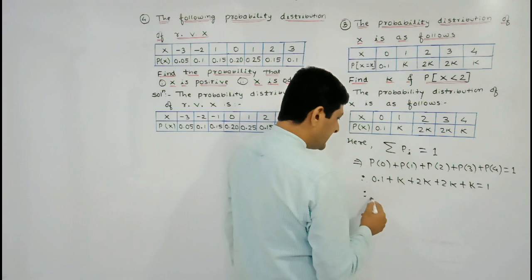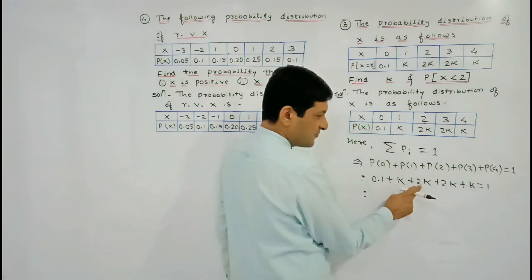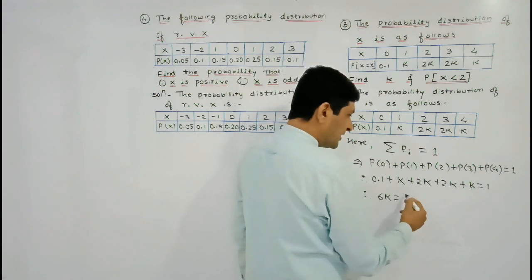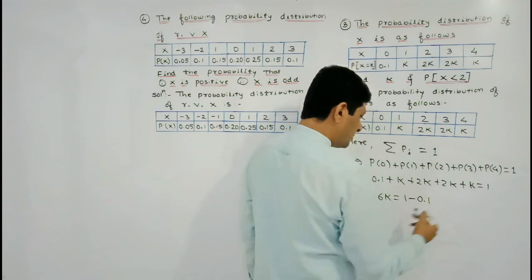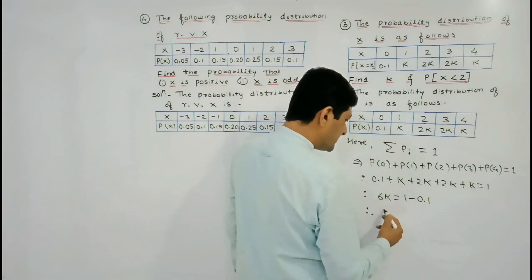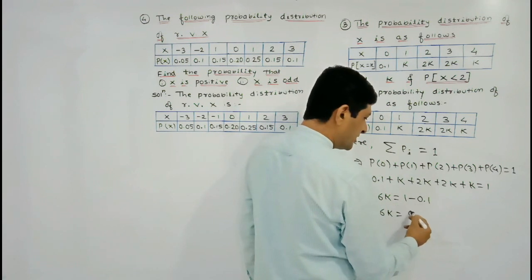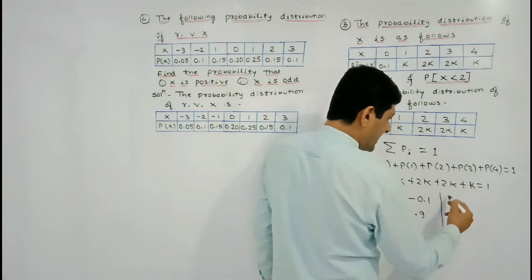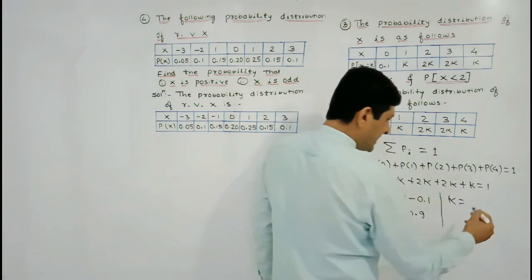Now collect the terms of k. k plus 2k, 3k, 3k plus 2k, 5k plus 1k will be 6k is equal to 1 minus this, plus term on this side will become minus 0.1. So therefore 6k will be equal to 1 minus 0.1, will be equal to 0.9. Let us simplify it and try to find out value of k. So therefore k is equal to, 6 will get divided on this side.